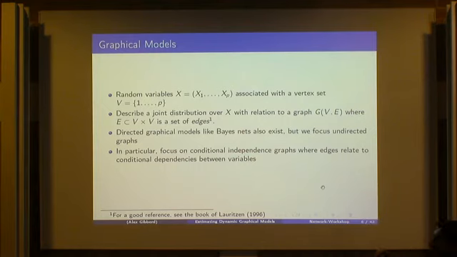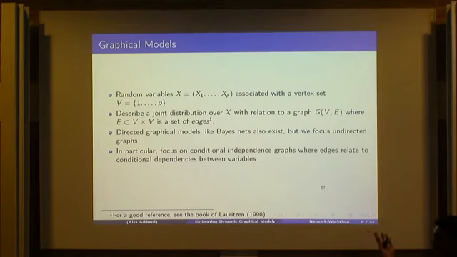One particular aspect I must say before is that I am only considering undirected graphs here, but there is the directed graphical model version as well. In particular, the focus will be on the conditional independence structure in the graph, where edges relate to the conditional dependency structure between the variables. So if there is an edge, then those two variables are conditionally dependent given all the others. In other words, vice versa, if they are conditionally independent, there will be no edge there.